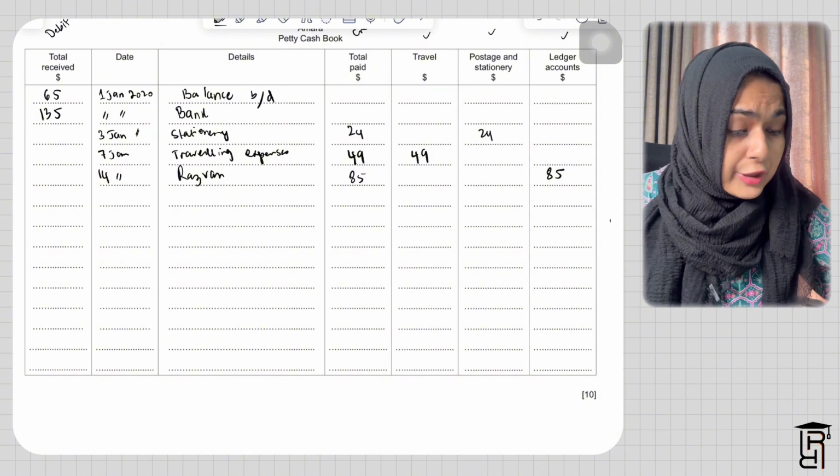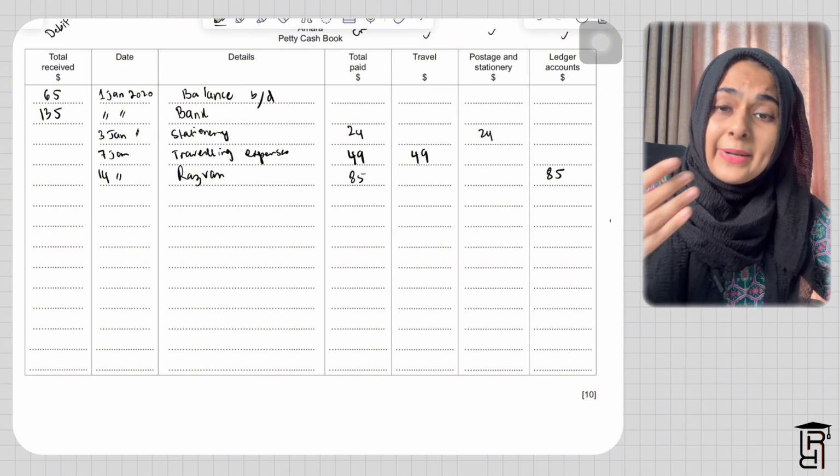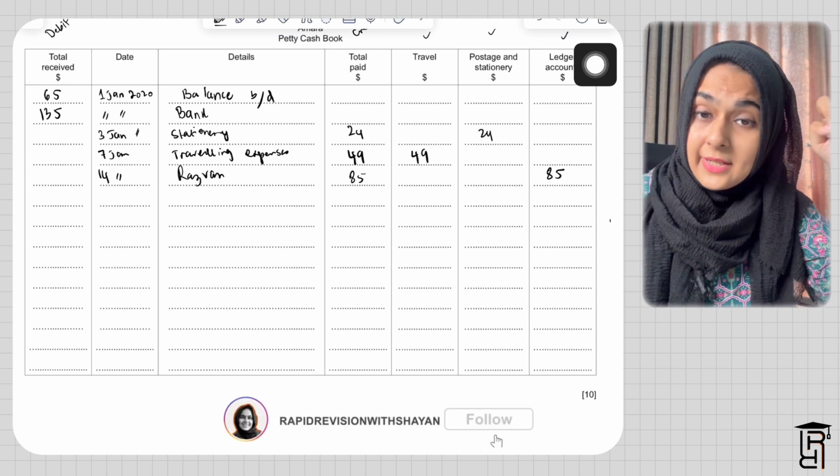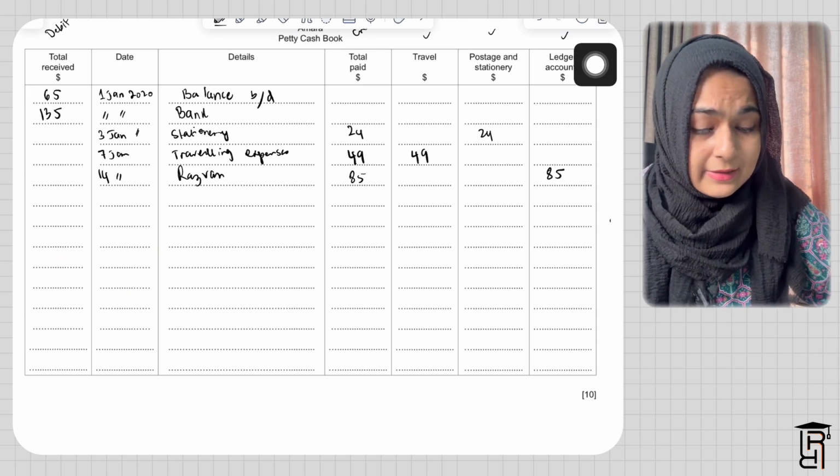And what you need to do here is basically we are using the petty cash to pay Razvan. So Razvan's account will be debited, petty cash is credited here. So that's basically the double entry here.